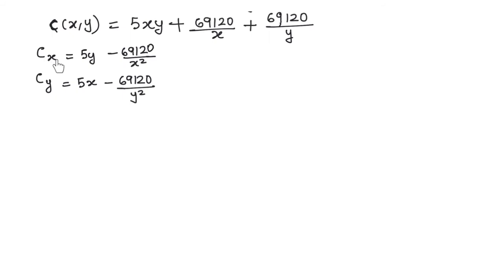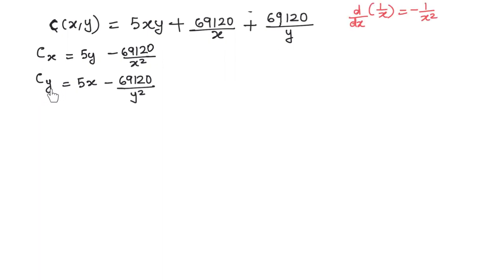For this one we are treating y as a constant, so 5y times derivative of x, that is just 1. And derivative of this is constant times the function, which is 1 over x, right? Derivative of 1 over x is negative 1 over x squared. This is a constant because we are treating y as a constant, so derivative of constant is 0.